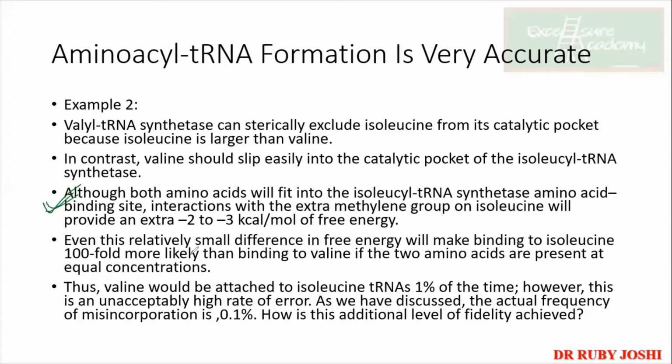So even this relatively small difference in free energy will make binding to isoleucine 100-fold more likely than binding to valine. So this 100-fold more likely is making sure that this is the correct attachment. Okay, and the error rate will be decreased. So that's how they are achieving a high level of fidelity, that is, how correctly the amino acid is attached to the tRNA. Okay.